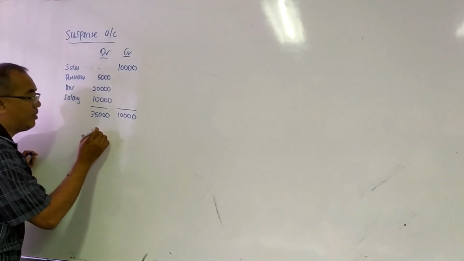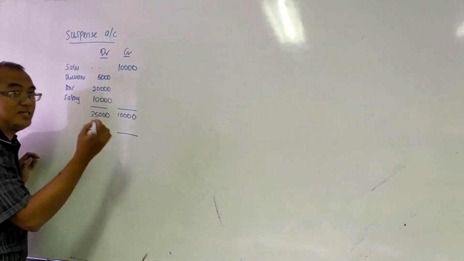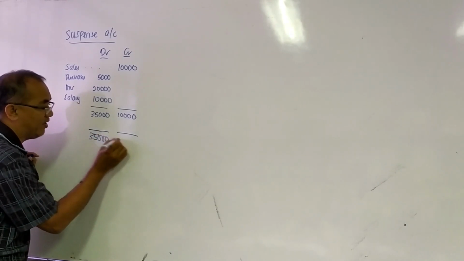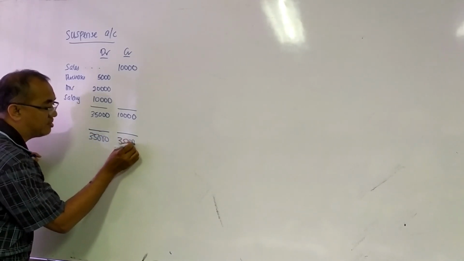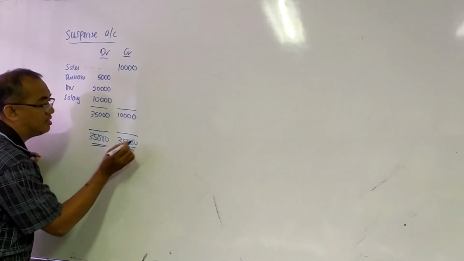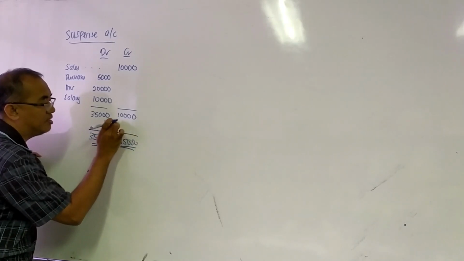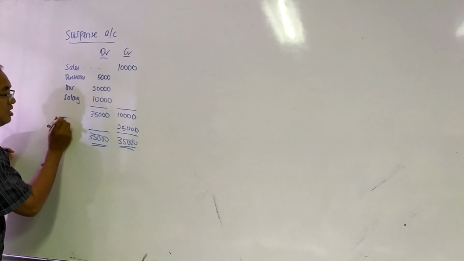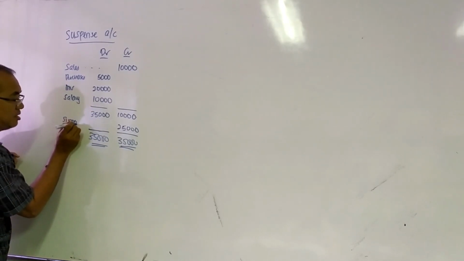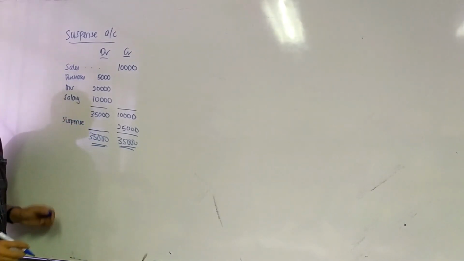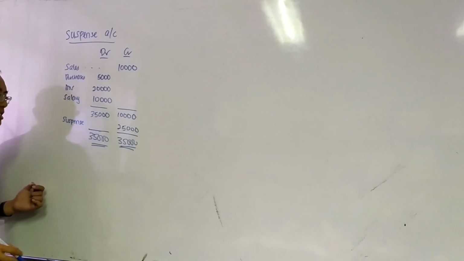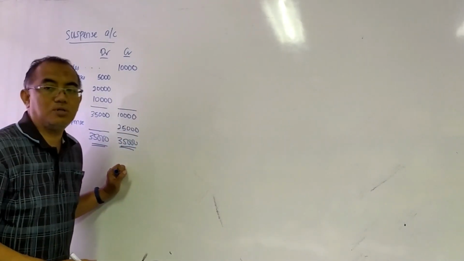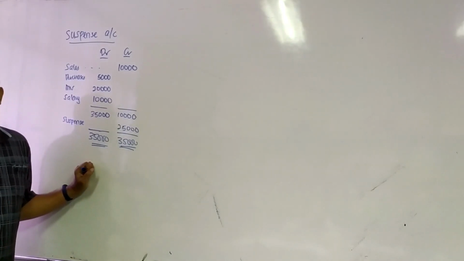So to make it balanced, you have to balance it off. When you balance off, you have 35,000 on one side and also 35,000 on the other, and the gap here is 25,000. So this 25,000 is known as the suspense account.